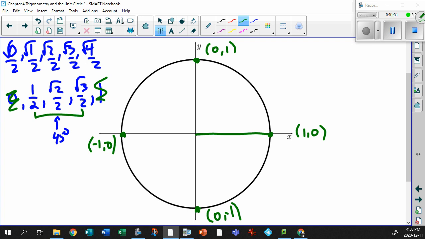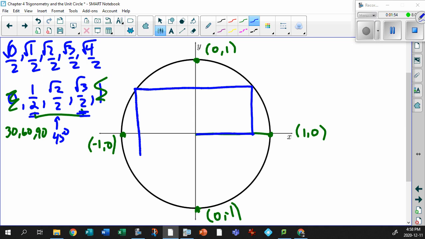Remember these guys? They're part of that 30, 60, 90 triangle, right? Remember? Do you remember that? Okay, so here's what I'm going to do. Remember that this root 3 over 2 is one of the longest sides compared to 1/2. Well, if you think about it, let's go all the way over here to root 3 over 2. There's your x-coordinate. Let's go up to about 1/2. Look at that. There's your first rectangle.